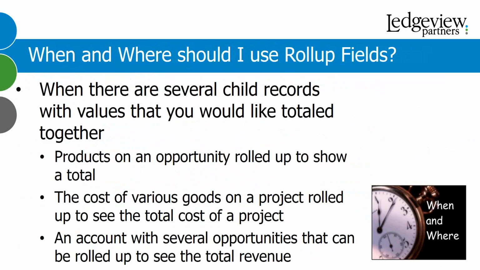When and where should I use rollup fields? Basically, whenever there are several record values that you would like to total together or find the maximum, the minimum, or the average. Some different examples: products on an opportunity, you can roll up to show the total amount. The cost of various goods on a project, you can roll that information up and see the total cost of the project. And an account with several opportunities can be rolled up to see the total revenue. You could do it by actual, you could do it by estimated, you could set those different conditions.